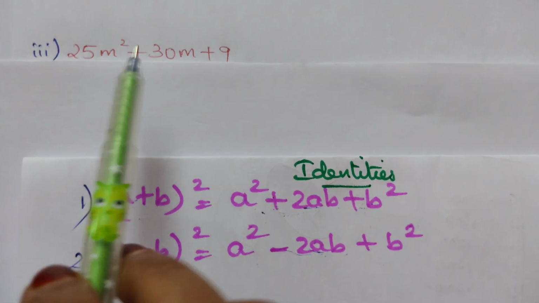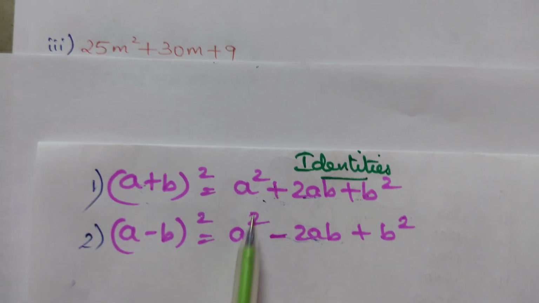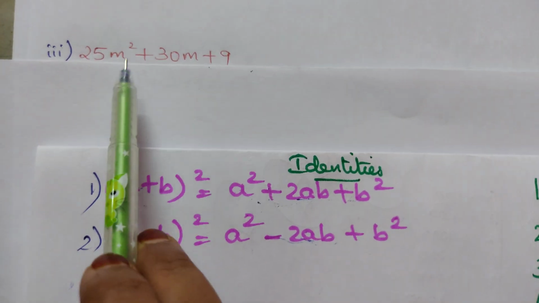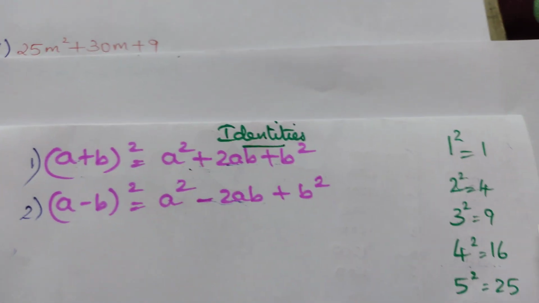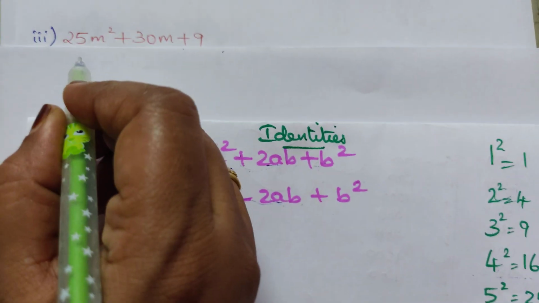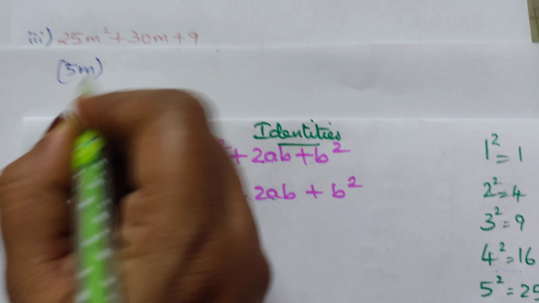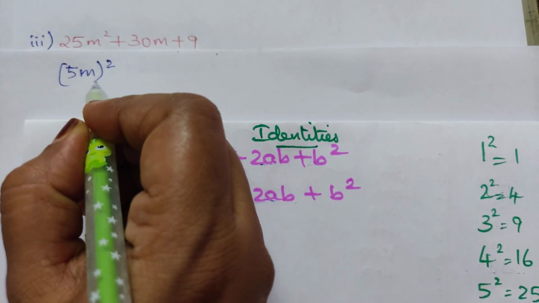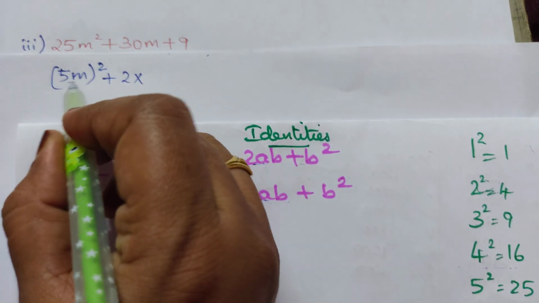Let us work out the third question: 25m square plus 30m plus 9. Since it is plus plus, we are going to use the first identity. Whose square is 25, or what is the square root of 25? We can see here 5 square is 25. So we are going to write the first expression as (5m) the whole square, because 5 5s are 25, and m square is m square only. Plus 2 into a. This becomes our a.